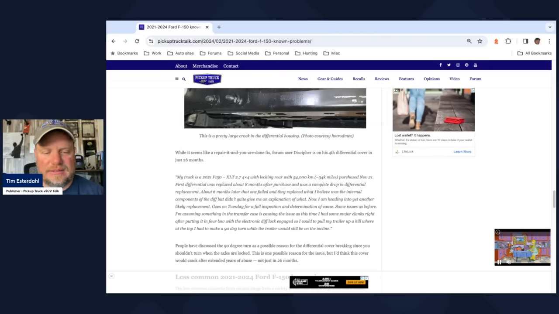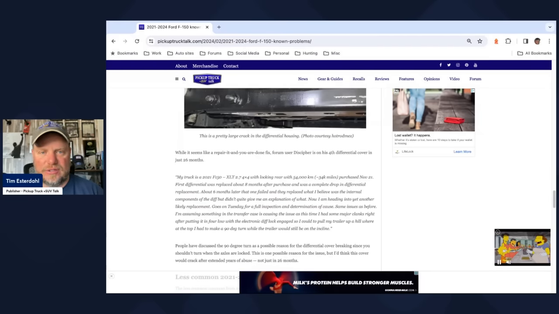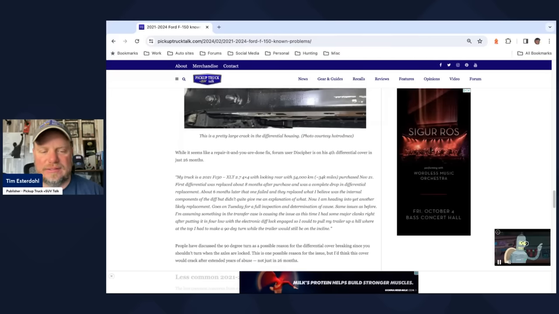But he said he's done it before, different brands, different trucks, and had no problems, especially GM. But in this case, he gets the electronic differential locked, engaged, so he can pull his trailer up a hill, where at the top he makes a 90-degree turn while the trailer is still on an incline. So he's got to get up this hill with his trailer, get to the top, and turn because of the way the steep driveway is.